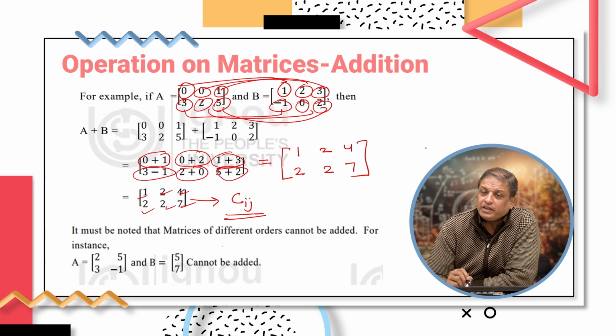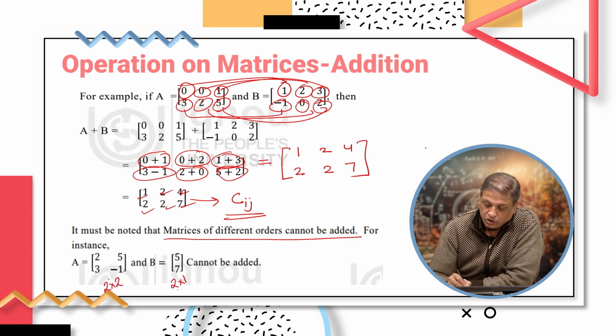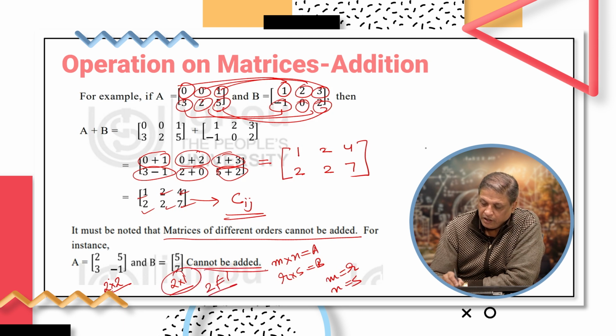It must be noted that matrices of different orders cannot be added. It is a very important observation, because say we have a matrix of order 2 cross 2 and another matrix of order 2 cross 1. The fundamental property is that if A is m cross n and B is r cross s, then m should be equal to r and n should be equal to s, which is not satisfied over here. 2 is not equal to 1, so that is why they cannot be added.